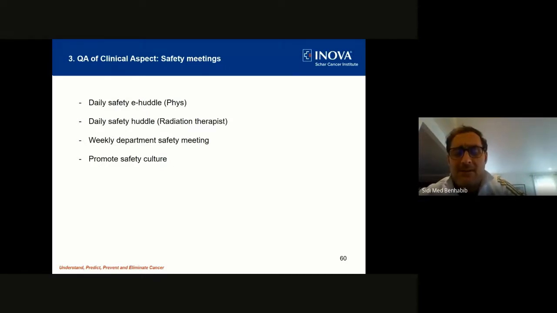Our radiation therapists have a daily huddle. Usually it's a 15-minute meeting during lunchtime, and they talk about specific safety issues. And then the weekly huddle, we do it every Wednesday. These meetings are very good because they promote safety culture in the entire department. So everybody is always focused on the safe delivery of the treatment.